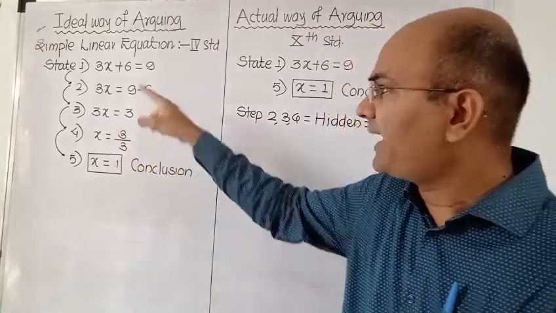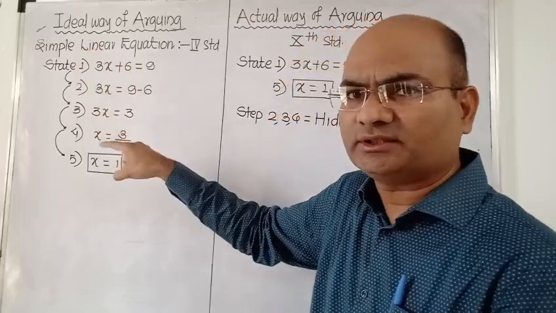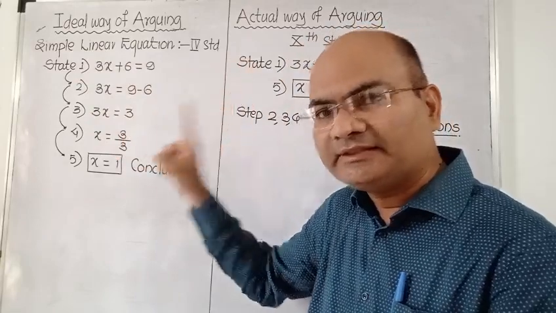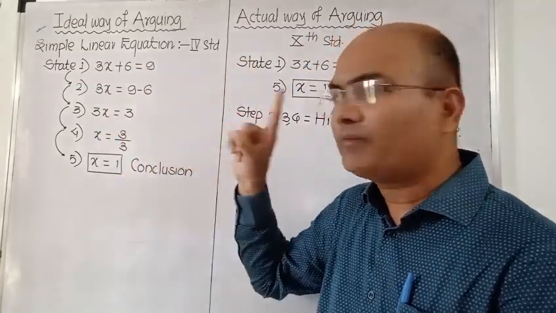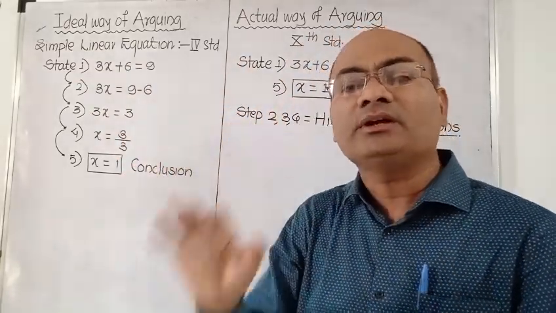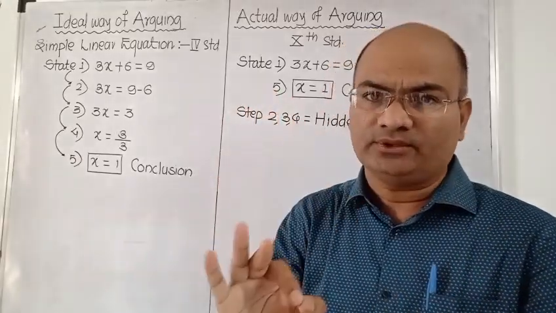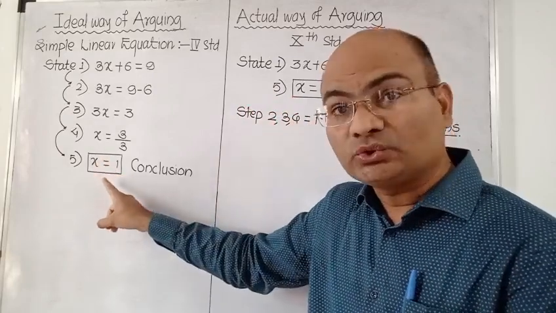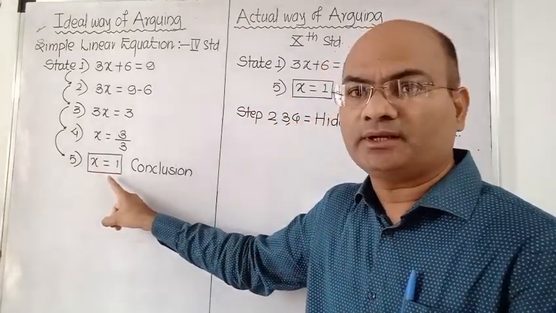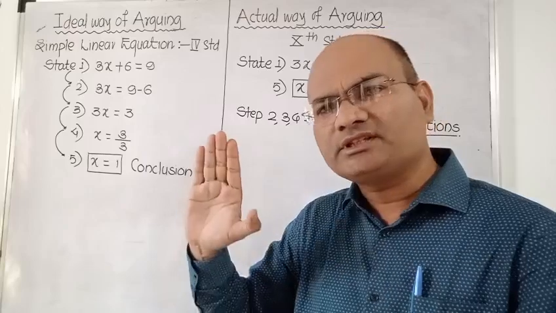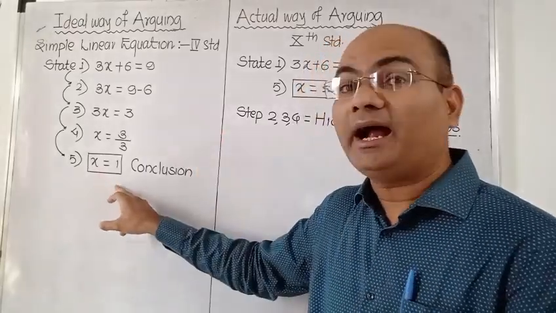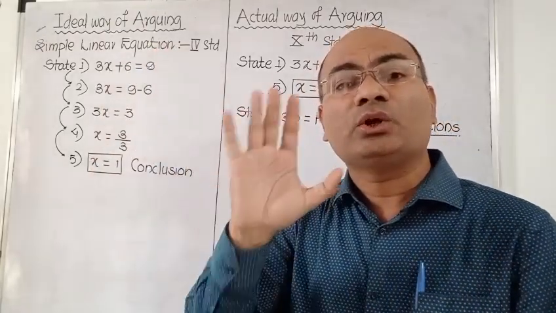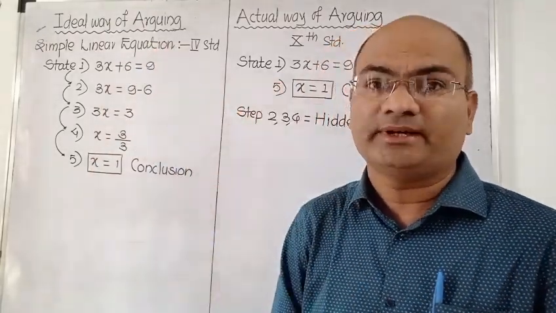Here, my dear friends, every step is interlinked to each other. Listen very clearly: every step is linked to each other. So in the ideal way of argumentation, or the ideal way of arguing, no assumption is to be developed. We directly conclude x is equal to 1. Obviously, we are concluding x is equal to 1 at the last. As all steps are interlinked to each other, no assumption is to be developed.